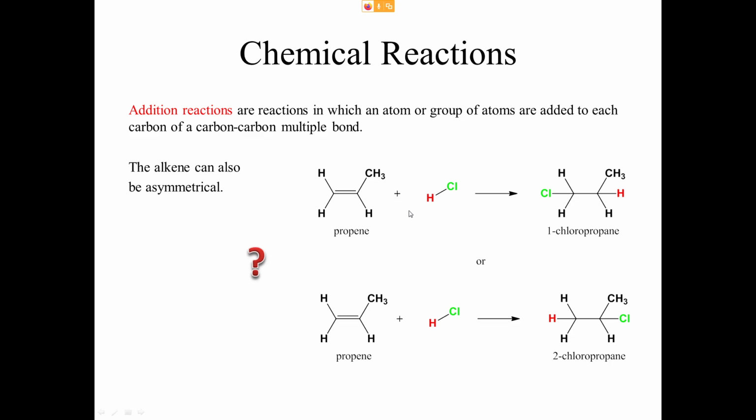I could put the H on the right and the chlorine on the left and arrive at this answer. Or I could put the H on the left and the chlorine on the right and arrive at a different molecule. These are not the same thing at all. Right? If I turn these around, it's not the same anymore. So which one will it do? Right? So will it put the chlorine on the left or the right? Right? So how do we know?